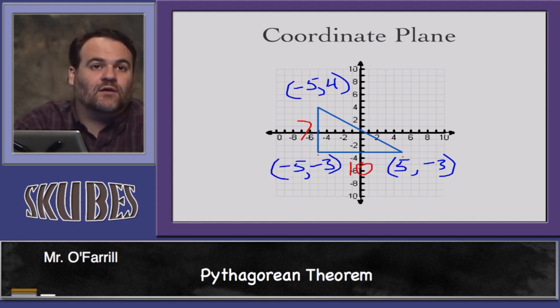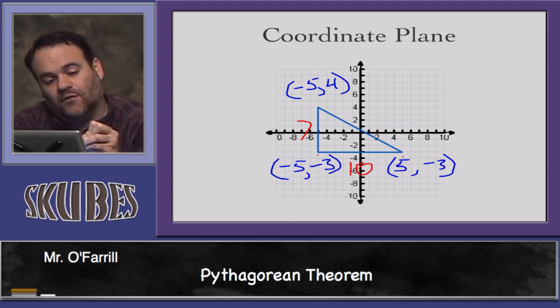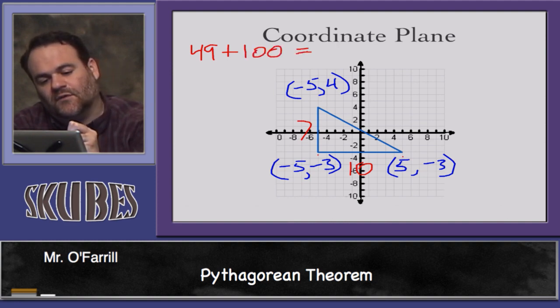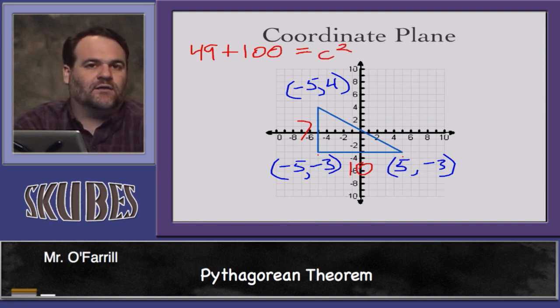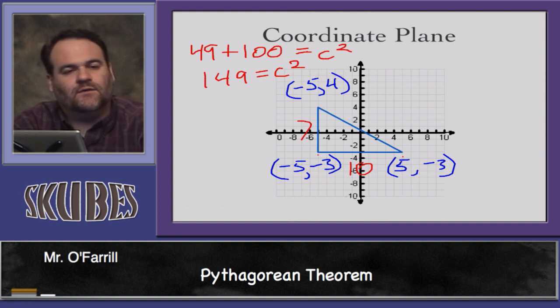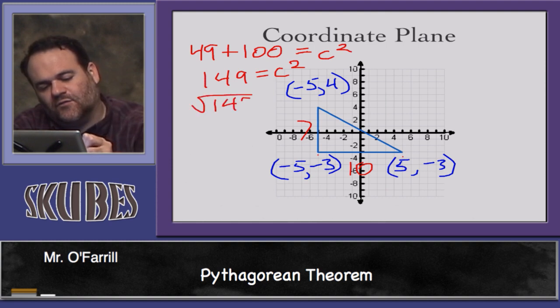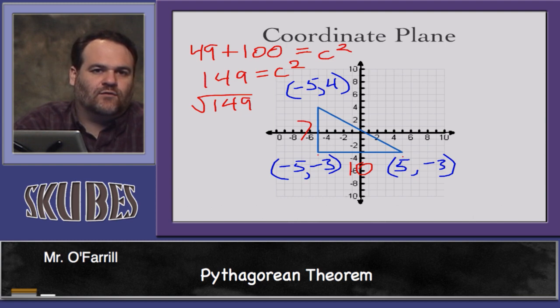And the side we're looking for is the hypotenuse. So 7 squared, or 49, plus 10 squared, or 100, equals c squared, which is the hypotenuse. When you add these two together, we get 149 equals c squared. Take the square root of both sides. So the length of the hypotenuse is the square root of 149. Can we simplify that any?